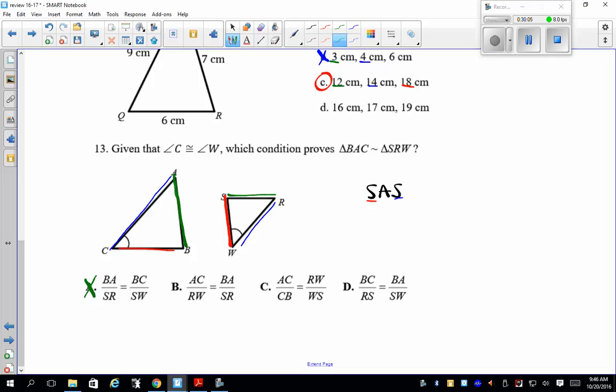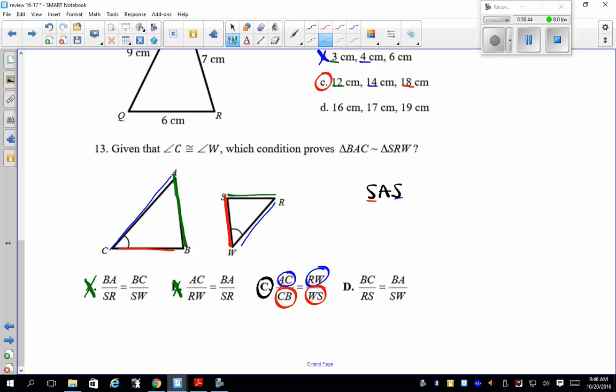I don't want to use the green side, just using the red and blue, just the two sides on either side of the angle. Part B, AC over RW equals BA over SR. Again, I'm using the green side and I don't want to do that. C, AC is the blue, CB is the red. So I'm using the blue side over the red side, and RW is the blue side, and WS is the red side. So this looks like it's going to work. I'm going to check D just to make sure.